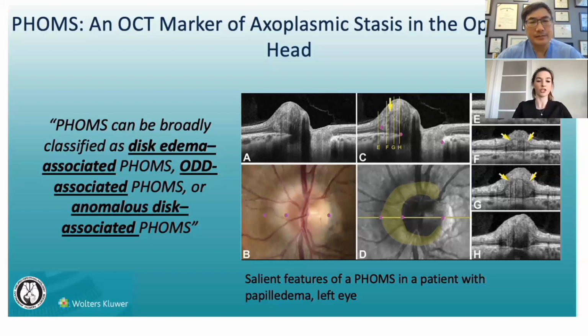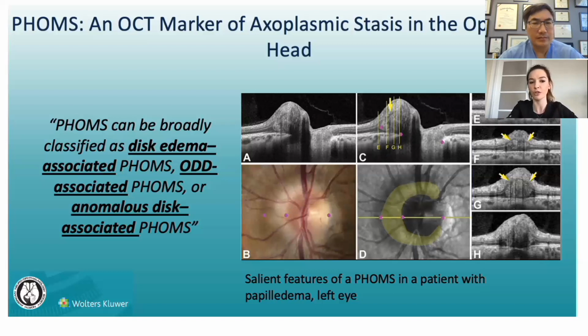In figure B, you can see the appearance of the optic nerve, and the margins are sort of blurred. You can wonder, is that a swollen disc? What's going on with that disc? You can see in a C shape this not well-defined margin of the optic disc. In figure C, the pink dots are some of the key structures of the optic nerve head. You see the opening of Bruch's membrane, and then the limits of this PHOMS, pointed to with the yellow arrow. Figure D is another example of the C-shape appearance of the PHOMS. That's the full extent of the PHOMS.